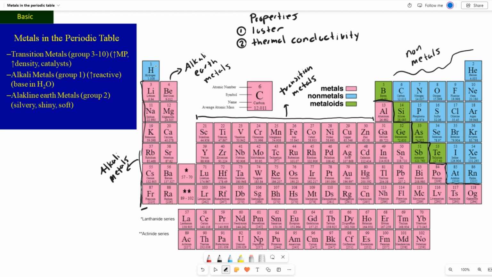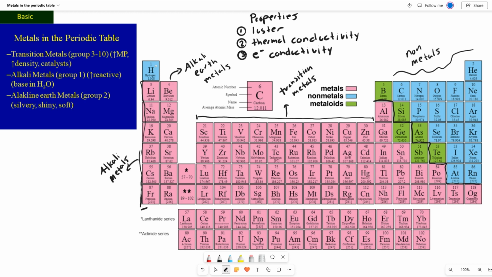The third property of metals is that they have electrical conductivity. Put a little electron there for electrical. And electrical conductivity just means that electrons can flow through the metals. Think of the copper wiring that is in your house that allows the lights to turn on and turn off.